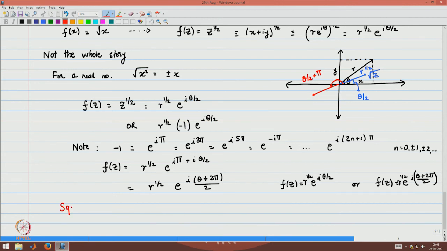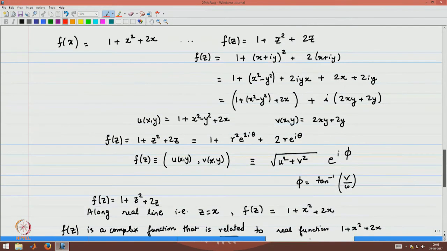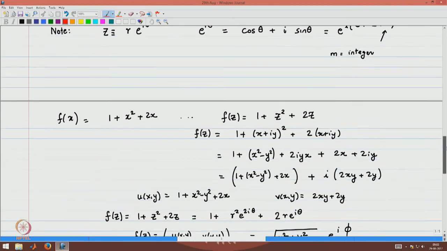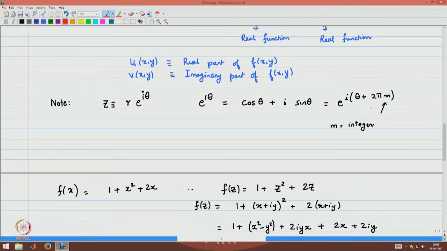And this is a complication that comes up, and so we say that the square root function has two, and the term used is, branches. Okay. So the function has two branches, and the origin of having the two branches can be understood in terms of this equality, that e to the i pi is the same as e to the i (theta plus 2 pi m).